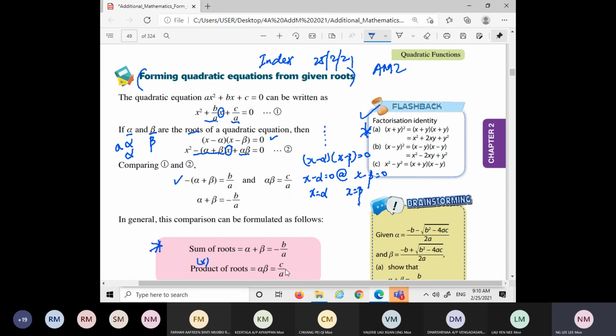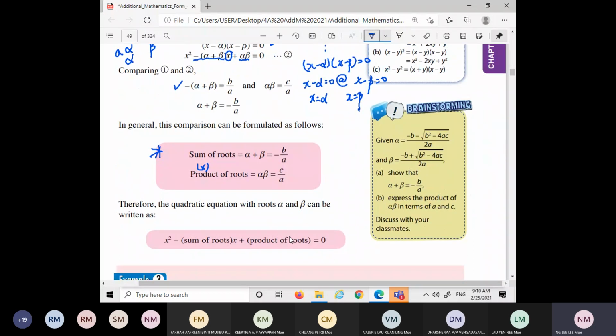This a, b, and c are in the general form: the coefficient of x squared, the coefficient of x, and the constant term. So this is how you relate the roots of the quadratic equation with a, b, and c. This is very important, and this one is not given in the formula, so you have to write it in your notes.